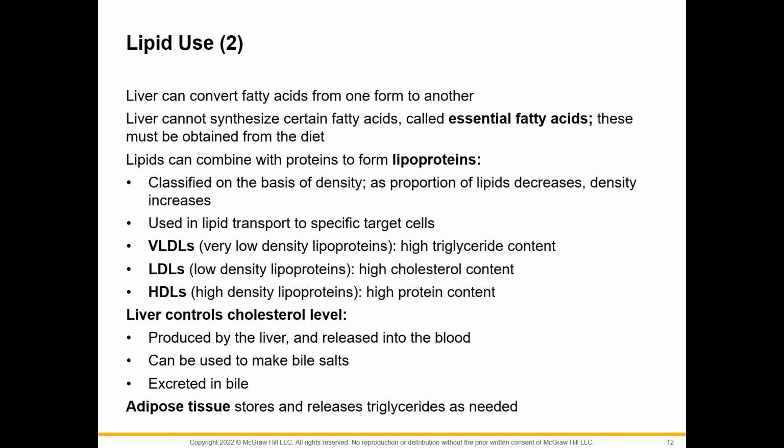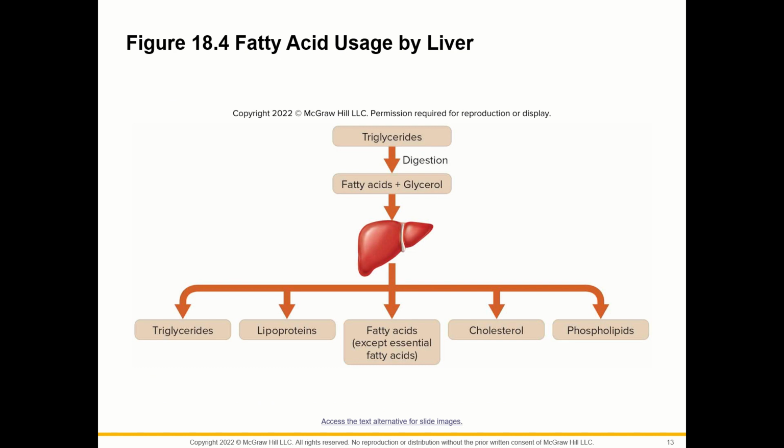The liver controls the cholesterol level. Produced by the liver, the cholesterol will be released into the blood, and it can be used to make bile salts. It can be excreted in bile, and then adipose tissue stores and releases triglycerides as needed. So this also goes back to the last chapter where we talked about how the gallbladder will store the bile and bile salts. And so with high cholesterol, the cholesterol can crystallize and it can become gallstones that can back up and block the bile ducts in the gallbladder.